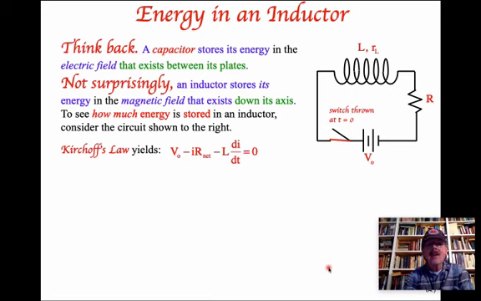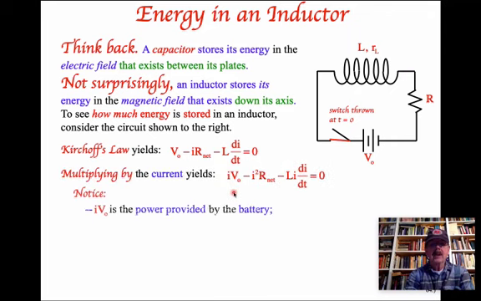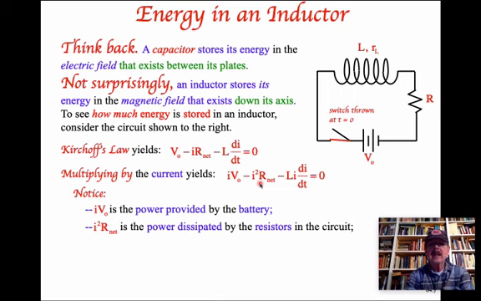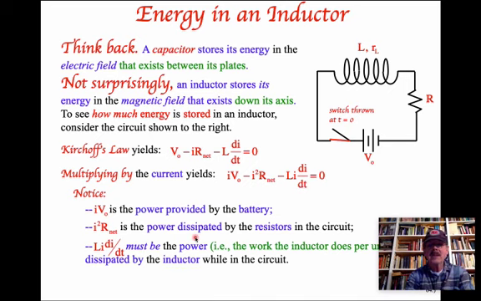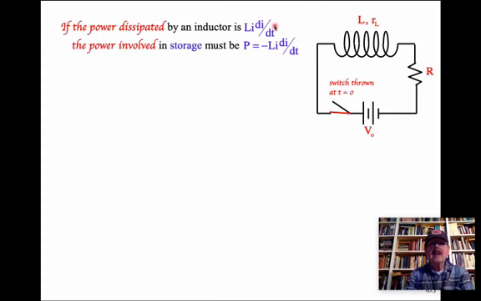If you write out Kirchhoff's law, and this is pretty much what we did for the capacitor, write out Kirchhoff's law for this circuit, and then multiply I all the way through, you end up with this term being the amount of power provided by the battery, this term being the amount of energy dissipated by the resistor, which means apparently this term must be the amount of energy being dissipated by the inductor in the circuit. If this is the amount of energy being dissipated by the inductor, then the power involved in storage must be the opposite of that.